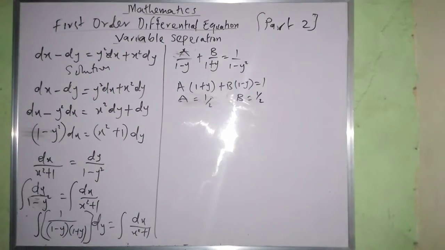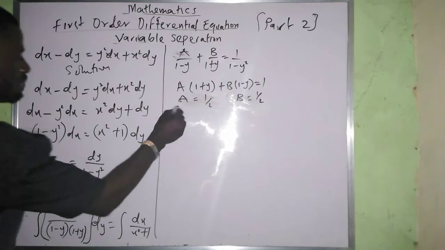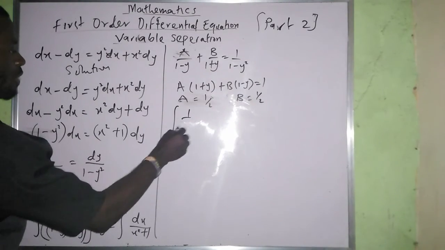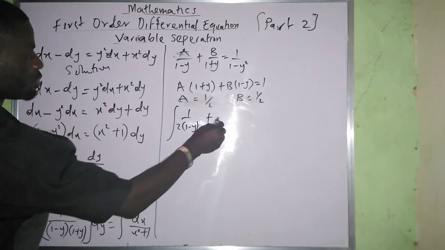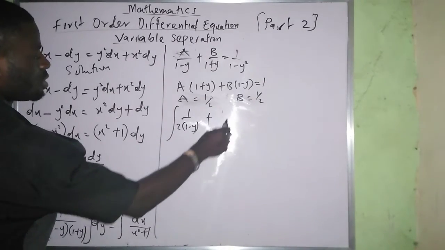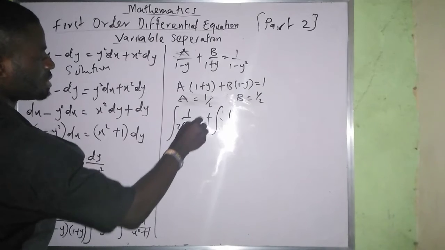Now, I'm running on partial fraction. We have done all this some time ago, so you can view the channel, which is going to be of help. Now I can come back to here: 1 over 2 bracket of 1 over 1 minus y plus 1 over 1 plus y, integral of dy.